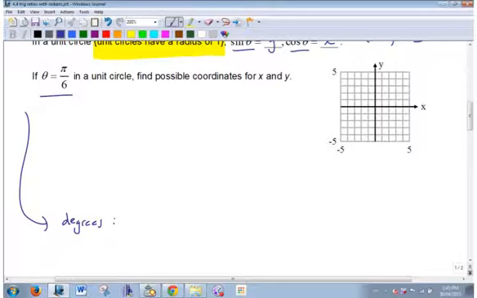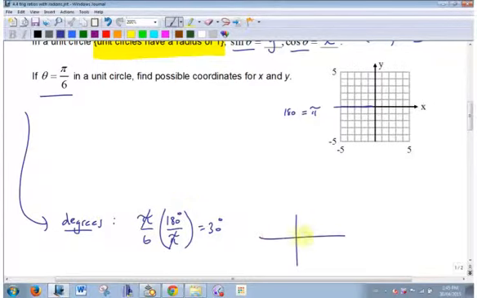Look at the lesson. So how do I convert this to degrees? What's my conversion factor? 180 is equal to pi, right? And which one do I want on the top? If I want to go in degrees, I want to cancel radians, so radians is going to go on the bottom. And how many times does 6 go into 180? That is 30 degrees. So 30 degrees, well, you know what that looks like. You're familiar with that.